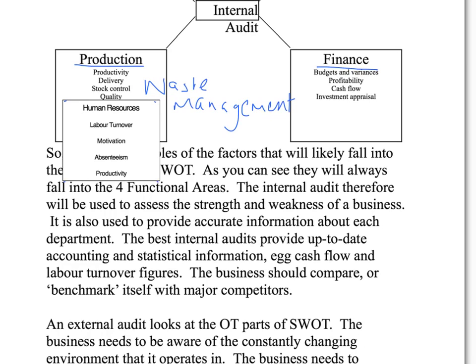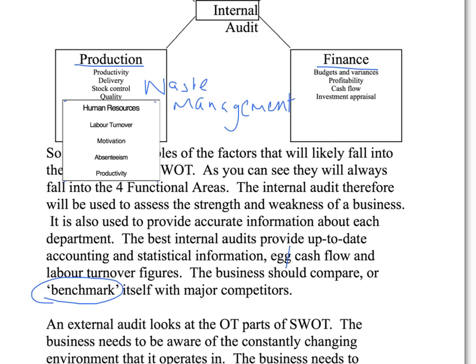So as you can see, I've always broken them down into 4 functional areas. The internal audit, therefore, will be used to assess the strengths and weaknesses of a business. It is also used to provide accurate information about each department or function. The best internal audits provide up-to-date accounting and statistical information. There's another mistake as usual. That obviously should just be EG, not egg. Cash flow and labour turnover. The business should compare or benchmark itself with major competitors. Benchmarking purely means you're comparing with facts and figures from someone else.